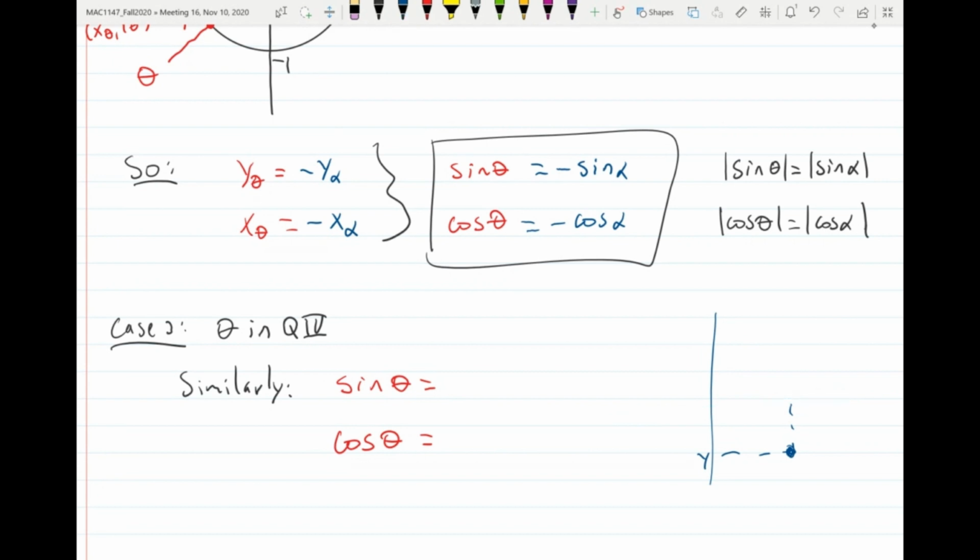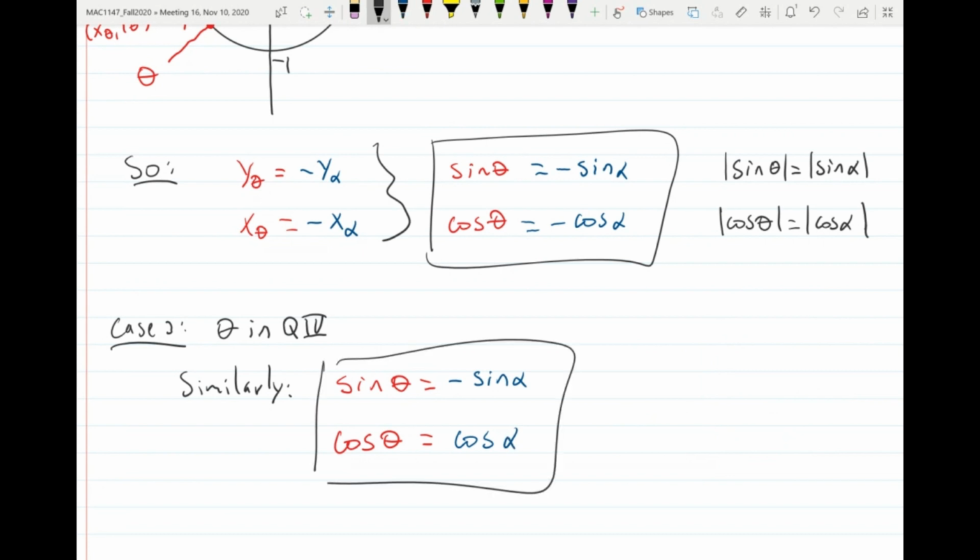So sine of theta then has to be negative, right? Because it's given by the y, so it's going to be minus the sine of alpha. Remember, the sine of alpha itself is always positive, so we have to put the plus or the minus. And cosine of theta is positive in quadrant 4, so that's going to be the same as cosine of alpha. So once again, notice that in both of these cases, if you take absolute values just to ignore the signs, for simplicity, we get the same relationship.